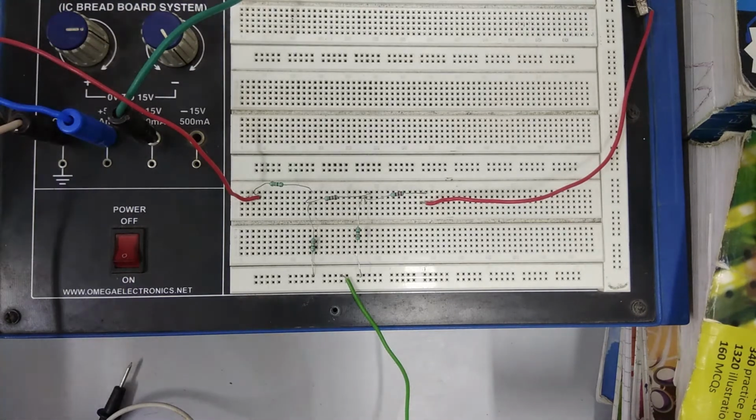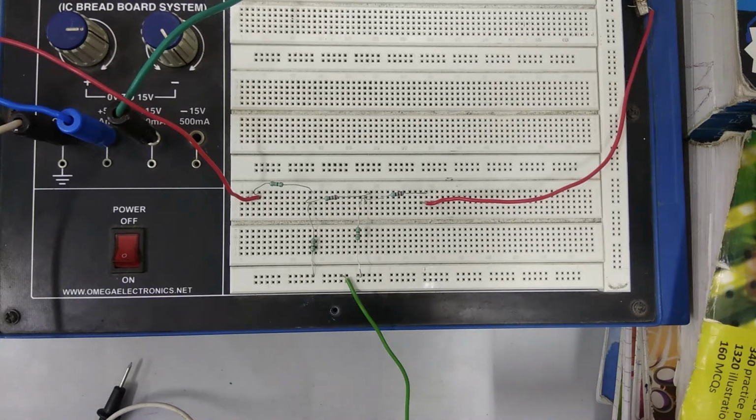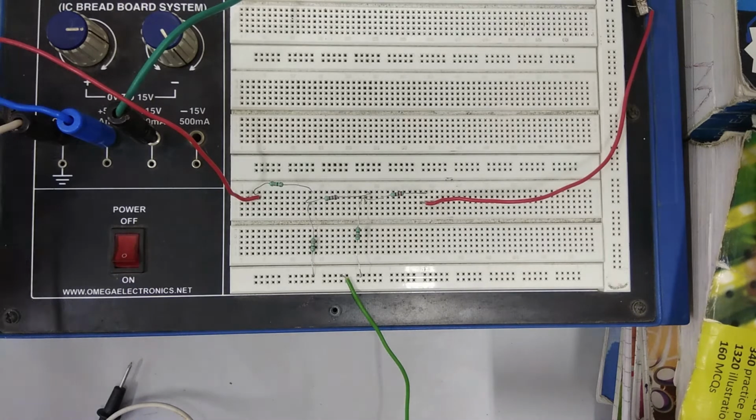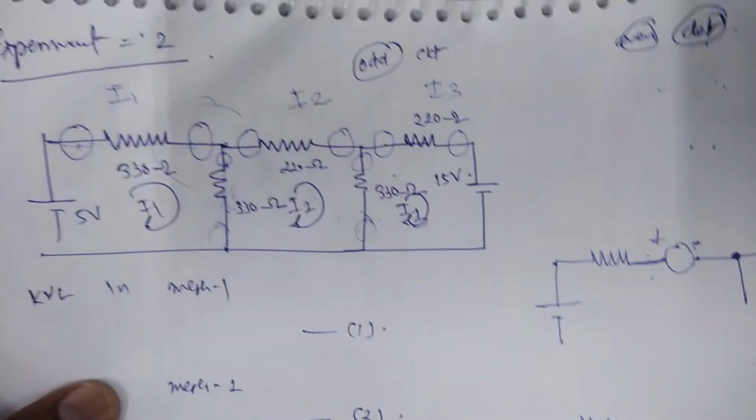Hello students. So we are going to complete this second experiment. The aim of the second experiment is to verify the mesh analysis on a DC resistive circuit, or the application of mesh analysis on a DC resistive circuit. So we have our theoretical calculation as well as the circuit over here.